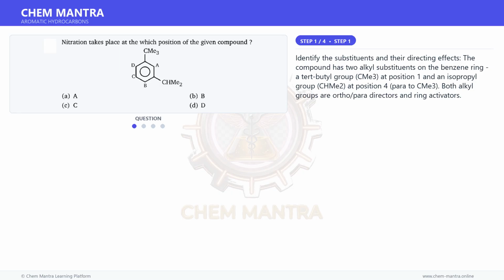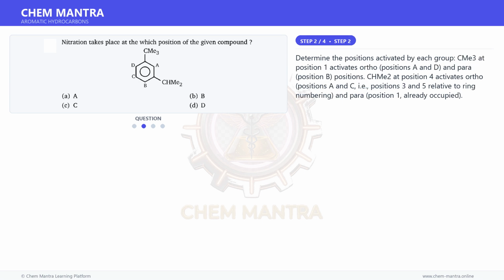Identify the substituents and their directing effects. The compound has two alkyl substituents on the benzene ring, a tert-butyl group, CMe3, at position 1 and an isopropyl group, CHMe2, at position 4, para to CMe3. Both alkyl groups are ortho-para directors and ring activators. Moving on to the next step.